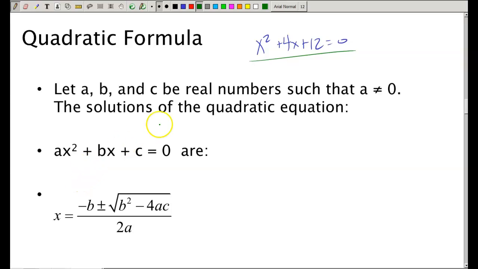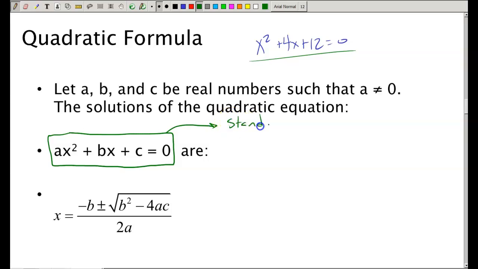The first thing you need to know about the quadratic formula is that it assumes you have a quadratic equation that is in standard form, right here. So this is a big assumption. You need to have an equation in standard form before we can even make use of this shortcut or pattern.